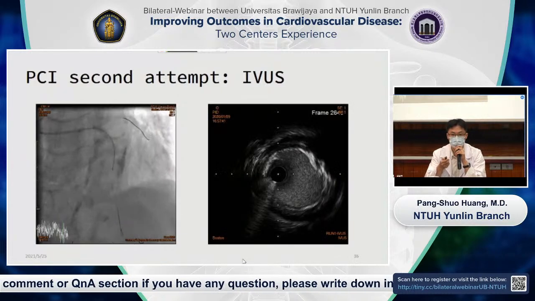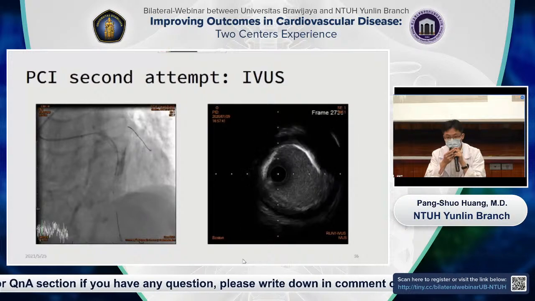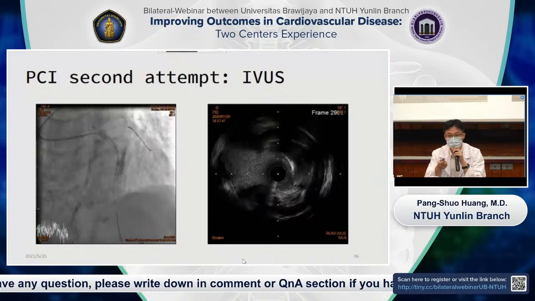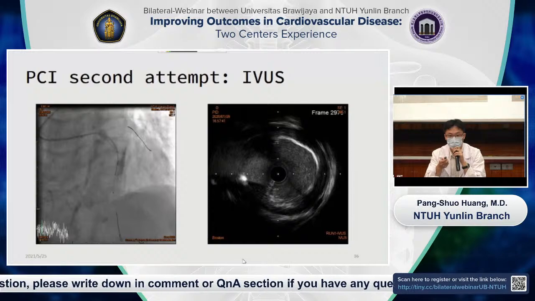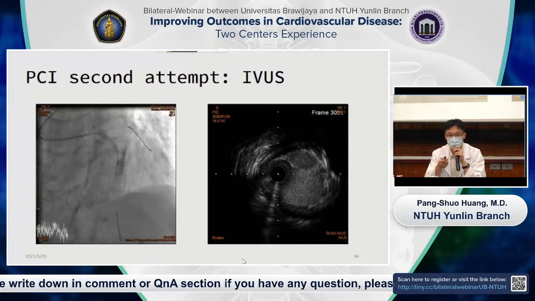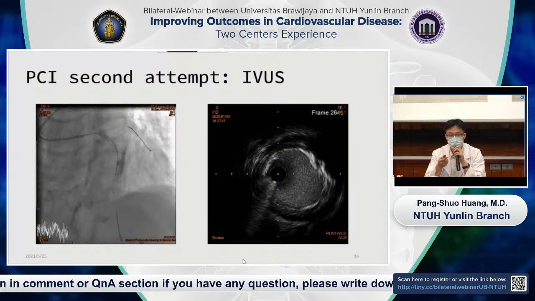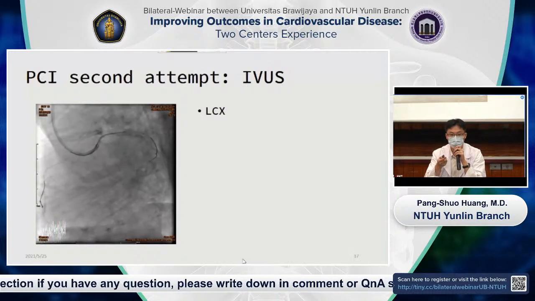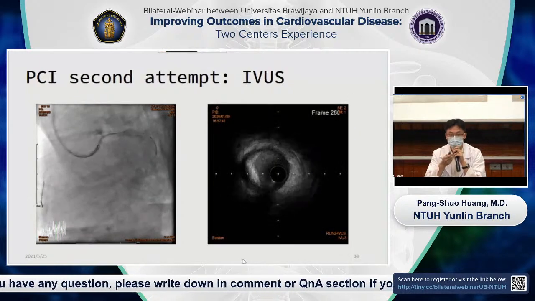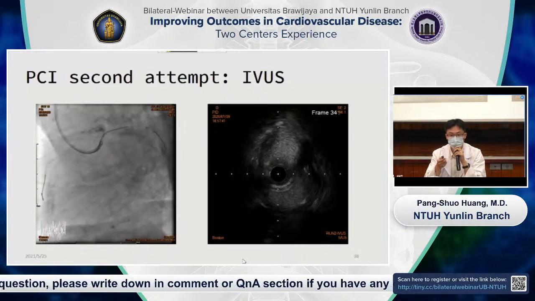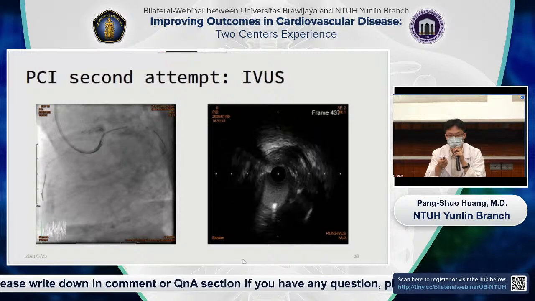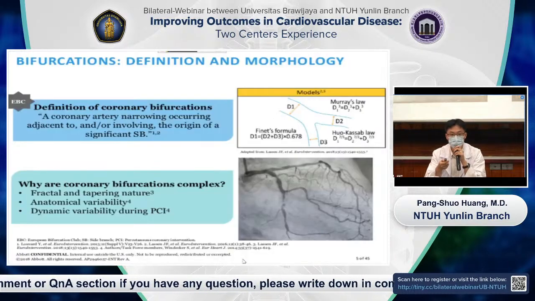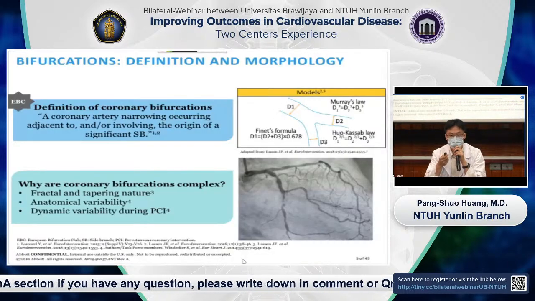So this is the IVUS from the mid LAD to the Lemon. And then we can see there is a plaque burden from the ostium LAD to the distal Lemon. And there is at least 180 degrees of calcification. And then we put the IVUS from the proximal circumflex to the Lemon again. And the distal circumflex size is very small, and the plaque burden is around less than 50%, and there is a short lesion. So at this time, we're facing a true Lemon bifurcation lesion.